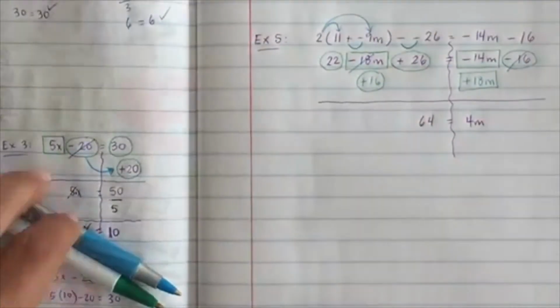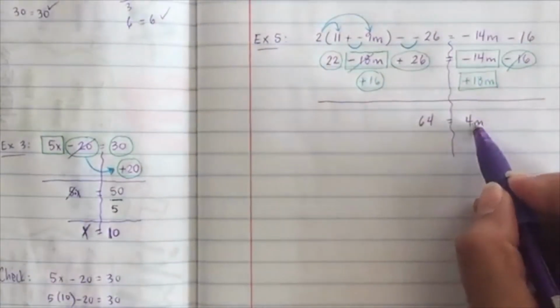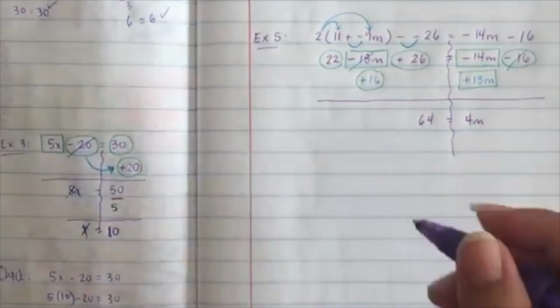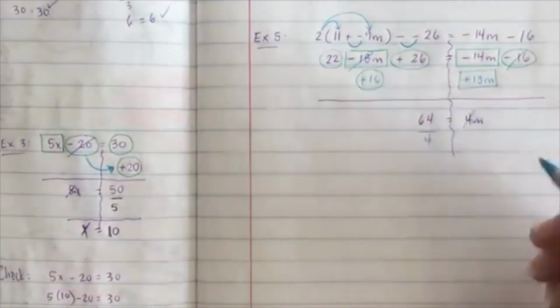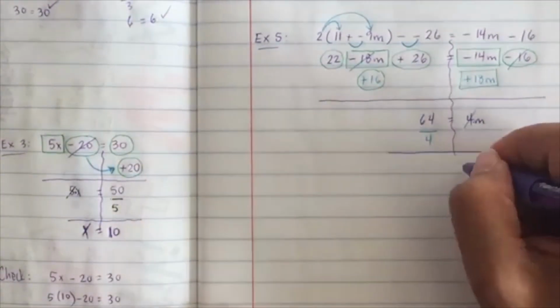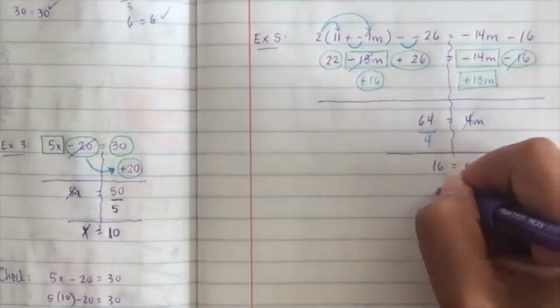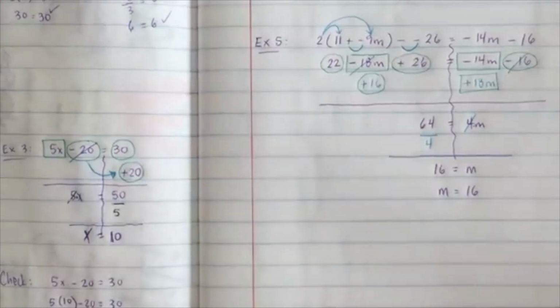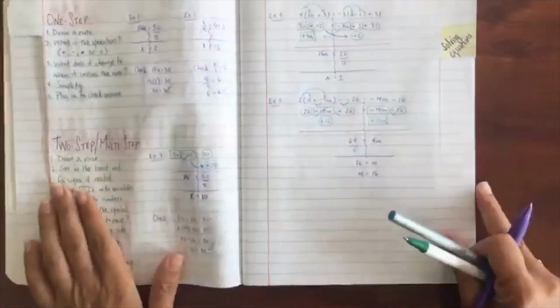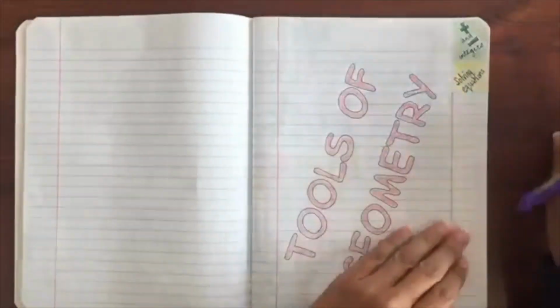What's the operation again? One-step equation, multiplication. How do you get rid of multiplication? When you go to the other side, it becomes division. So you're going to get m is equal to 16, or 16 equals m, same thing. And that's pretty much all you do. That's how you solve one-step equations, two-step equations, and multi-step equations. Let's practice.